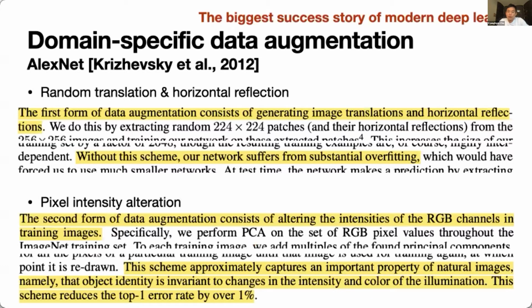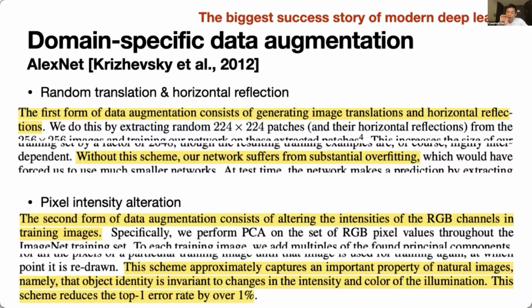One of the biggest success stories of modern deep learning is AlexNet from Krizhevsky, Sutskever, and Jeff Hinton from 2012. In that particular paper, the importance of domain-specific data augmentation was emphasized, with more than half a page dedicated to the domain-specific data augmentation techniques that they used. They did the random translation as well as the random horizontal reflection.